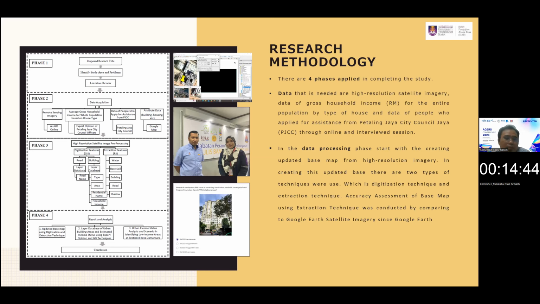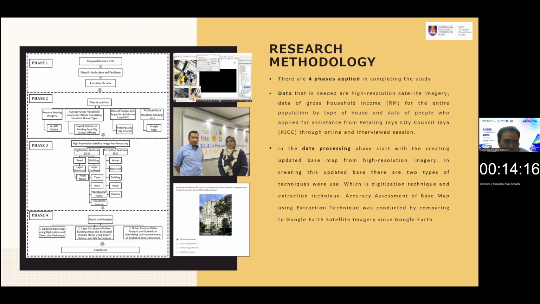The third stage is data processing. Data processing actually involves the base map. The base map we get from digitizing in GIS and also from remote sensing, extracting from the remote sensing imagery from AGES online. And after these three processes, we get the result. The result is actually parallel with the objective.